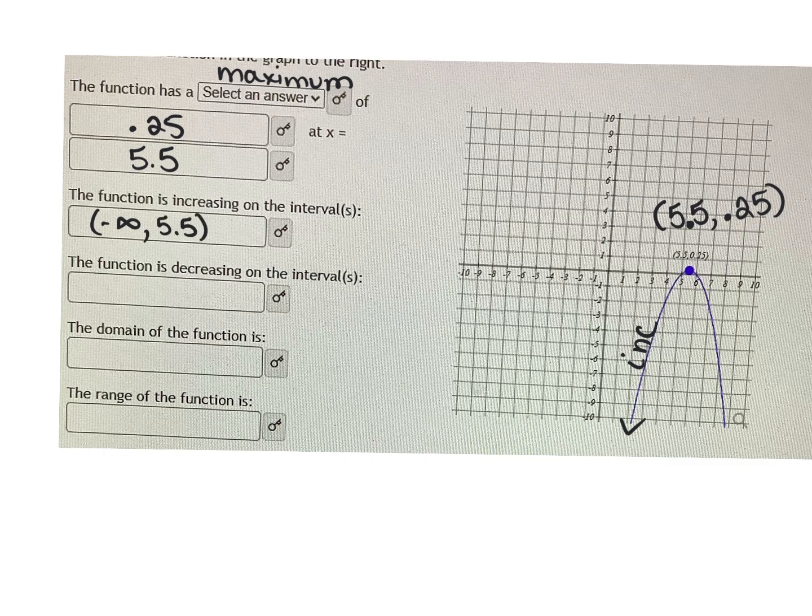And it is decreasing, of course, on the other side of that maximum. So this goes not including 5.5 to infinity. The domain for a quadratic is all real numbers. And then the range, you read bottom to top. So these keep going to the bottom forever, so negative infinity, and it goes up to and then includes the y value at 0.25. We include it because it's talking about not increasing and decreasing, but what the range is.